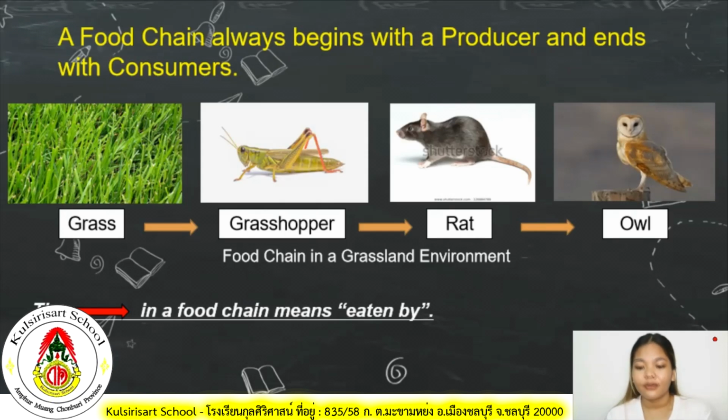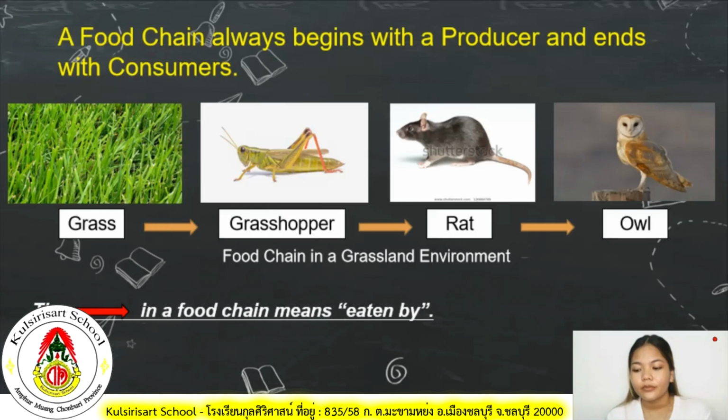Now take note that the arrow pointing on the right side in a food chain means eaten by. Okay, so the grass is eaten by a grasshopper, the grasshopper is eaten by a rat, and the rat is eaten by an owl. Okay, so take note of this arrow right here.